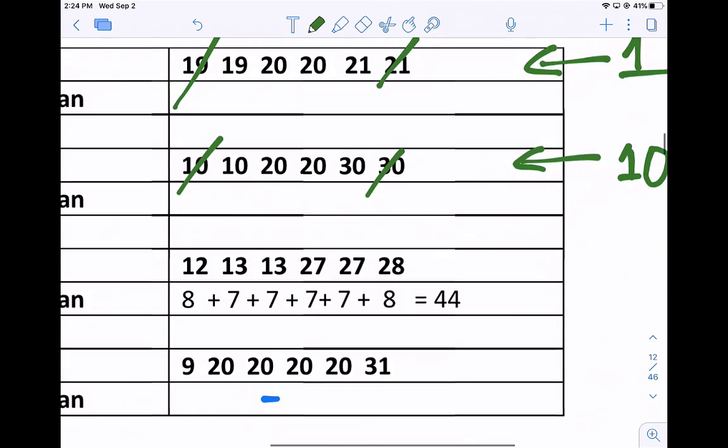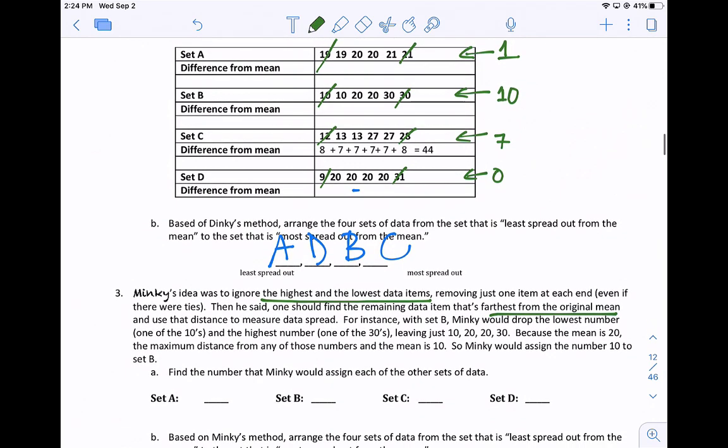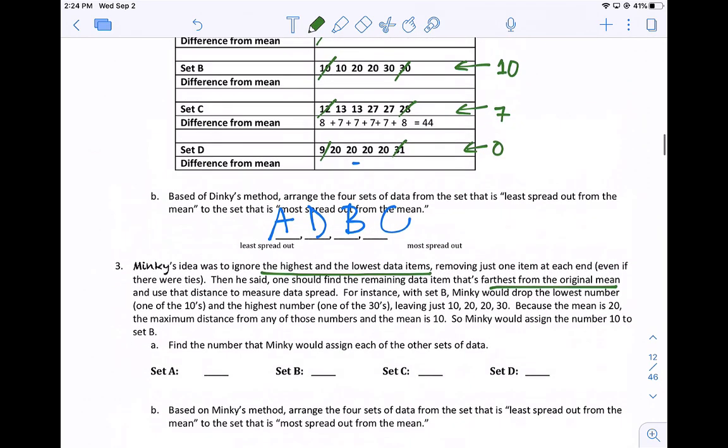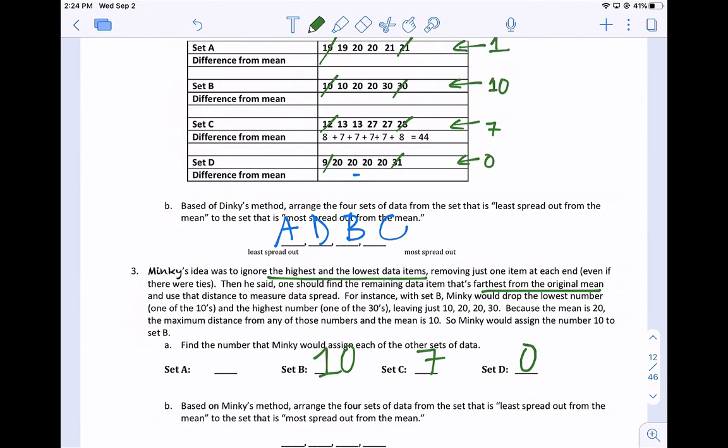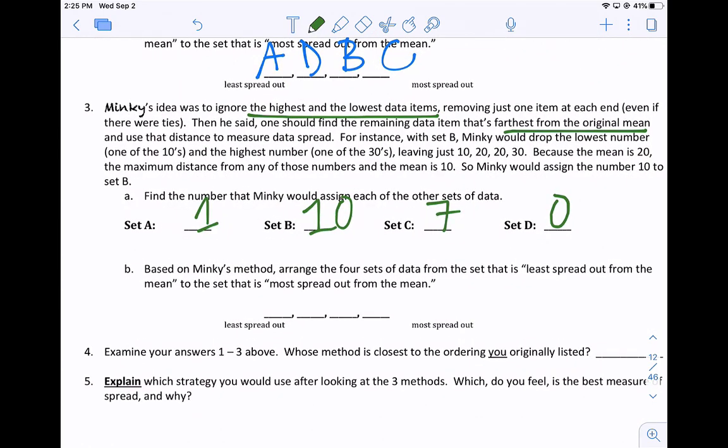All right, let's take a look at set C. Drop the numbers. What's the biggest distance from 20? That would be 7. And then the last one, set D: the biggest distance from 20 is 0. Oh, sorry, I should have put them here. So this is 0, 7, 10, and 1. Okay, so according to Minky's method, the least spread out is D. And then A is the next smallest number, then C, B.